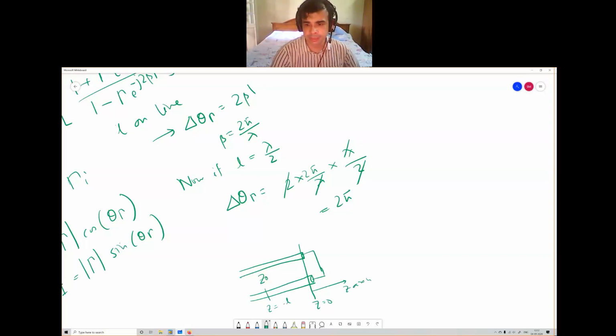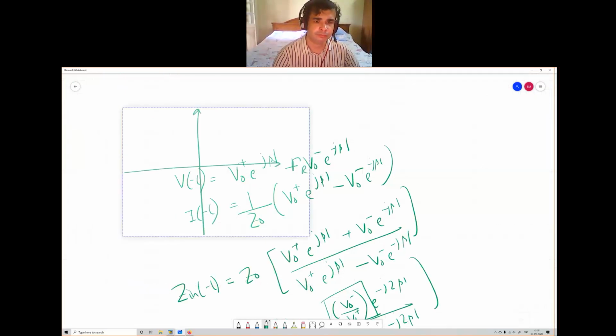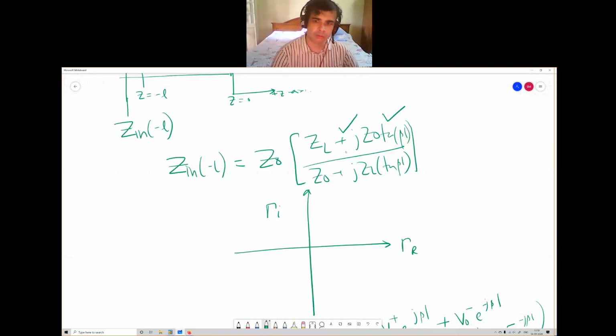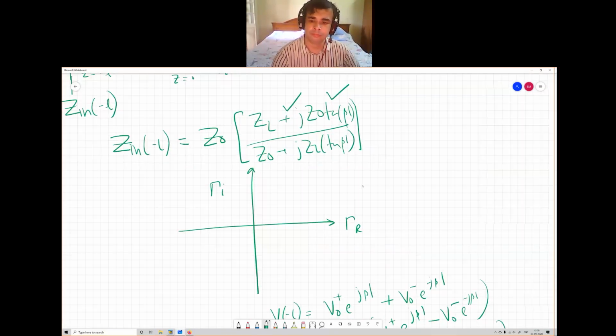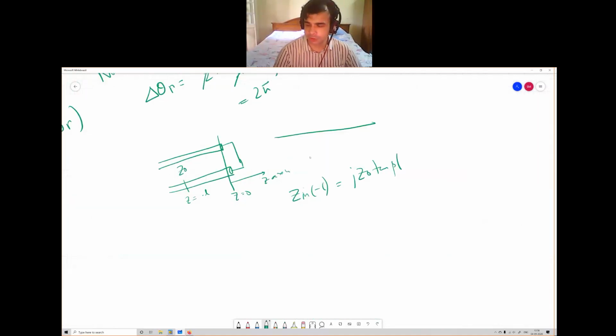So we had seen that Z in at minus L is equal to jZ0 tan beta L. Remember we derived this equation, and it's very easy if you put ZL equal to 0, you will see this equation. Right? So we got first a short circuit at L equal to 0.